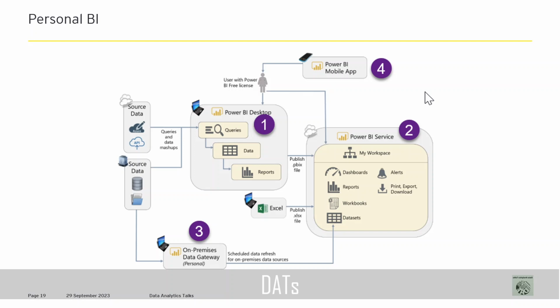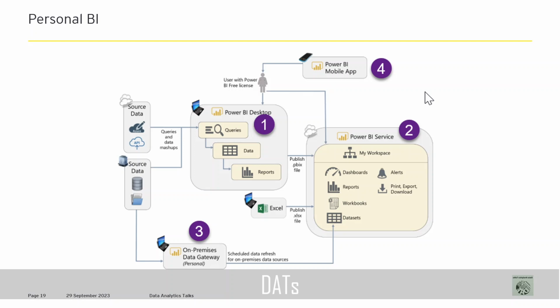If your data is sitting in the on-premise organizational data, you can use Power BI data gateways. So when you look at this personal BI, you will see components like desktop, Power BI app, Power BI My Workspace, Power BI service, and on-premise gateways. This is good enough for a personal BI.